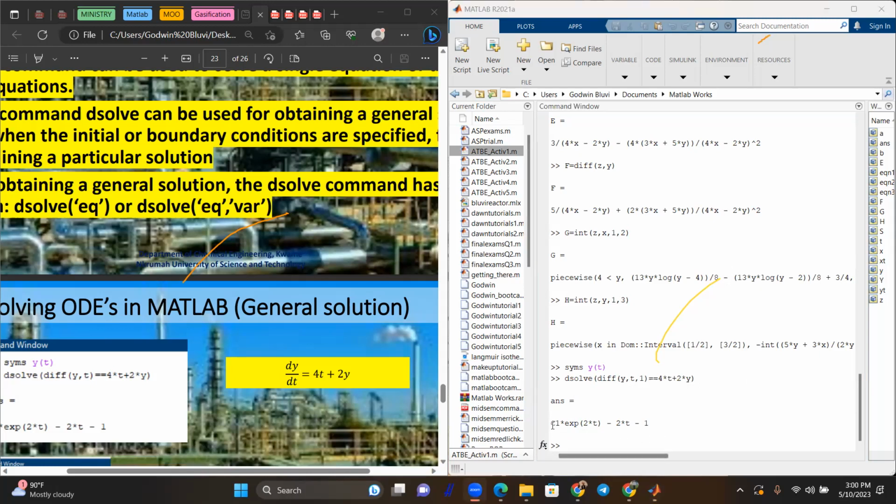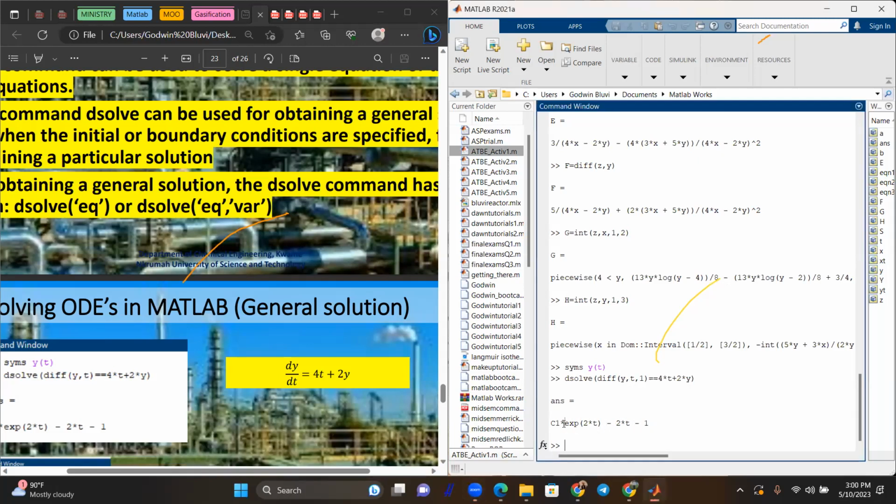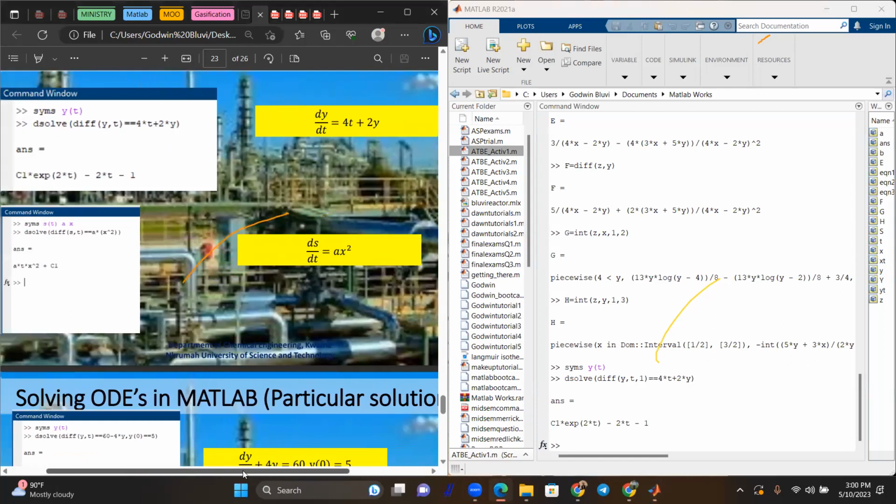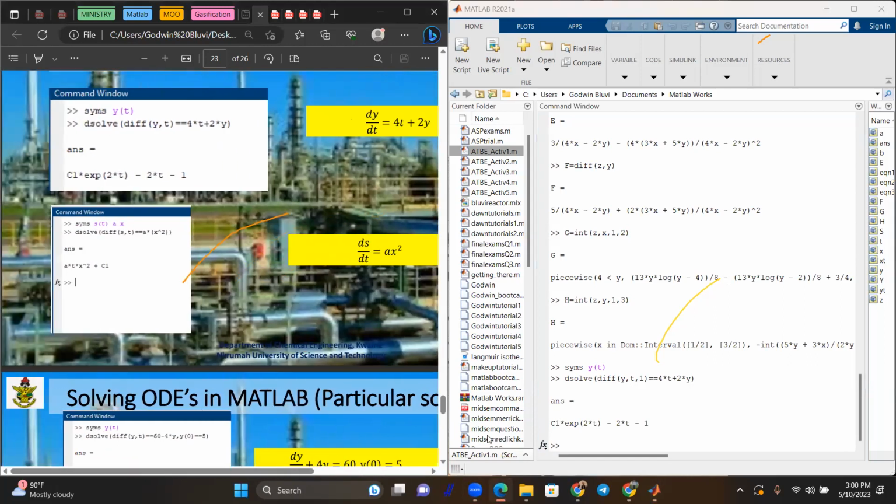So this is our answer. So C1 times e to the power 2t minus 2t minus 1. So you see, because we don't have boundary conditions or initial conditions, that's why we are getting C1. You understand? But then the second time, I said something that, oh, please, the person using the marker, once again, I'm coming.